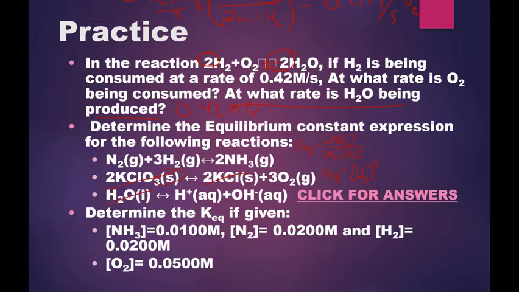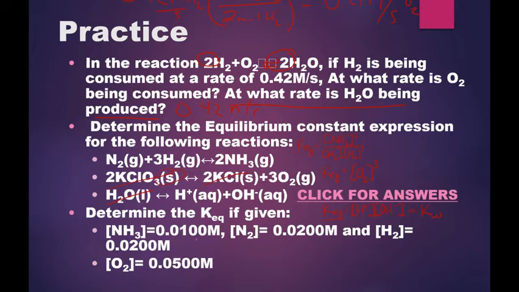So liquid's not going to be included. So I'm going to say K_eq, products over reactants. My products are my H plus and my OH minus. Now, this might look very familiar because we just talked about this. This is the water ion product, or that was the K_w.